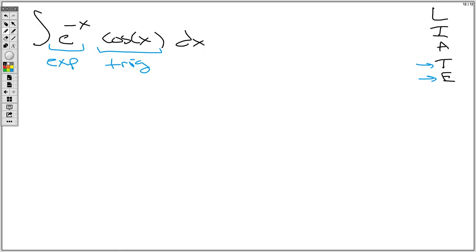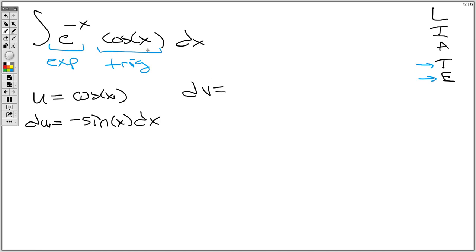So I'm going to let u be the trig part based on the rule of thumb. And then my du, I'm going to calculate to be negative sine x dx. My dv then is going to be whatever's left over when I cover up the cosine, which is e to the minus x dx. When I integrate that e to the negative x, remember that's a negative 1x, I'd be dividing by negative 1, which I'm going to pick up a negative there.